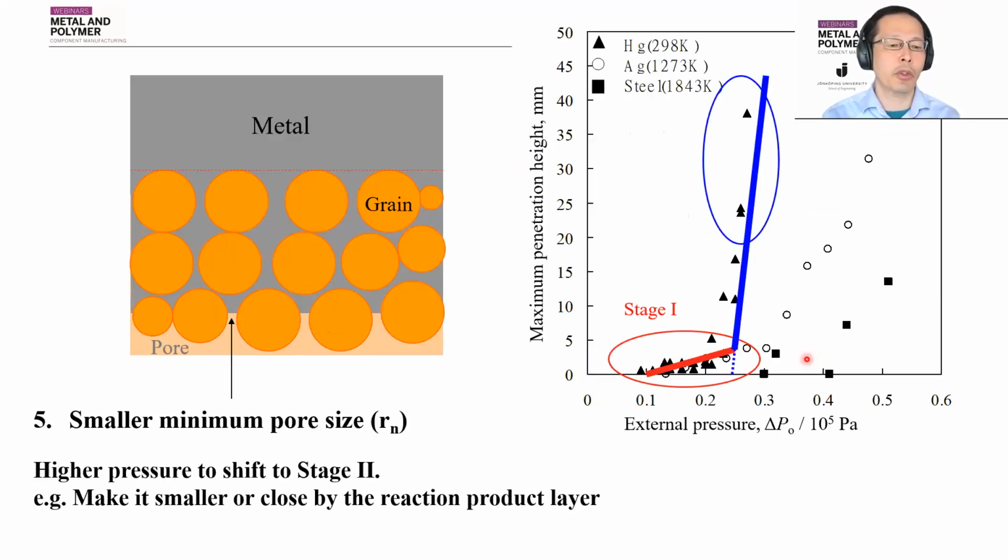And the last point is we can try to close or make this pore smaller. Then we can shift this critical point to the higher pressure range. We can extend this stage 1 to the higher pressure range.